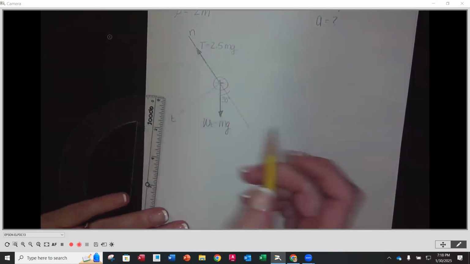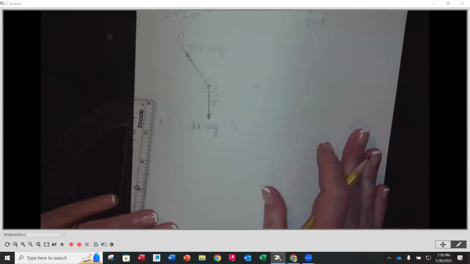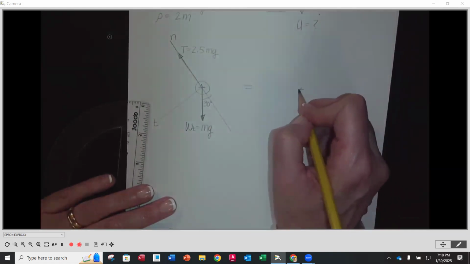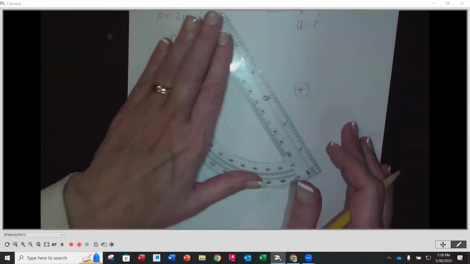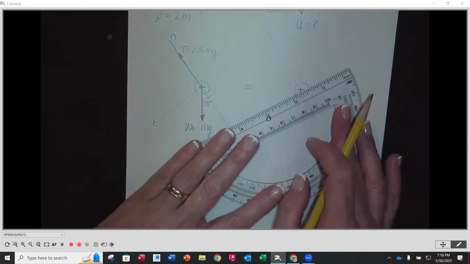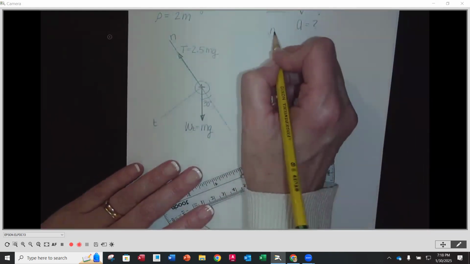So this is the static side. This is the sum of the forces, all right? It's going to be equal to, now we're going to do that very same thing. So I'm going to go straight across. This is my bob, and I'm going to draw that same axis system parallel, going through and perpendicular. Okay, so this is our T, this is our N.